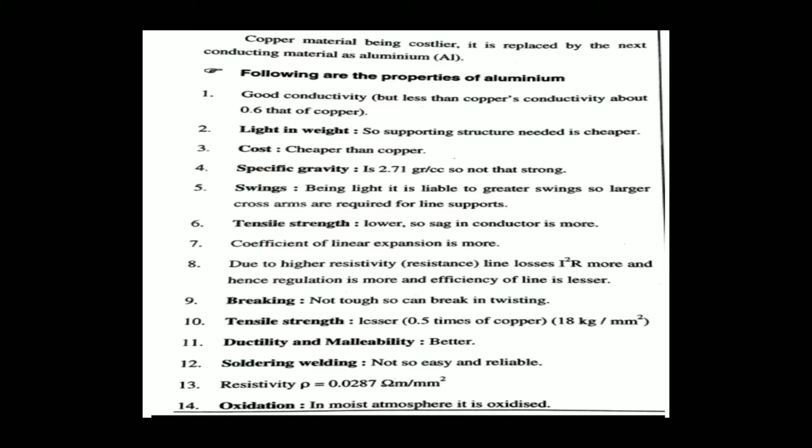Ductility and malleability are better. Soldering and welding are not so easy and reliable. Resistivity of aluminium is higher as compared to copper. Oxidation: in most atmospheres, it forms oxide. These are the properties of aluminium.